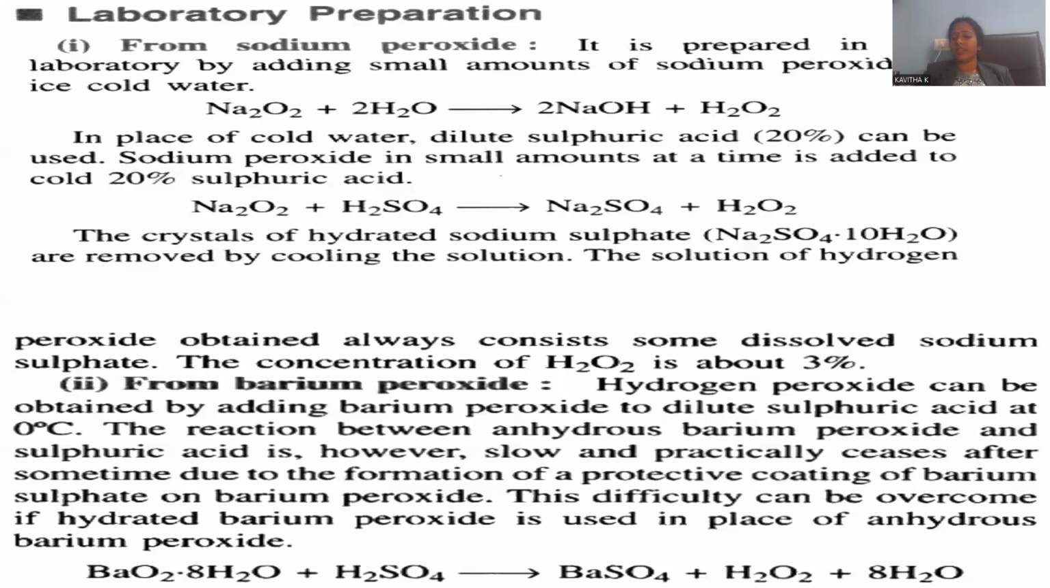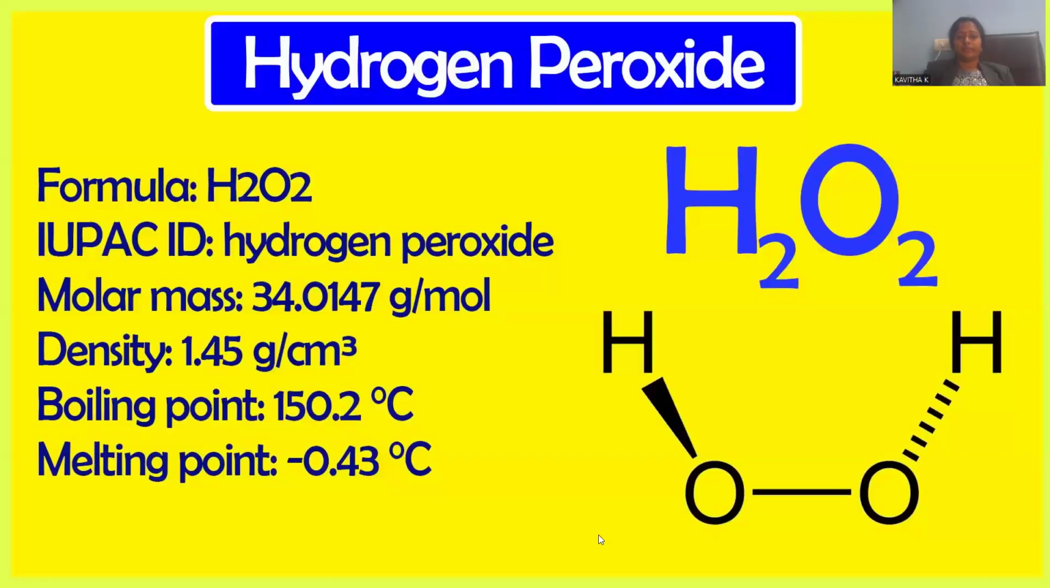One is barium sulfate, and the other is hydrogen peroxide, right? So this is the way you can achieve the product, and the reaction is carried out at an extremely low temperature, at 0 degrees centigrade. That is the optimum level to carry out the reaction. And we have a glance regarding hydrogen peroxide.